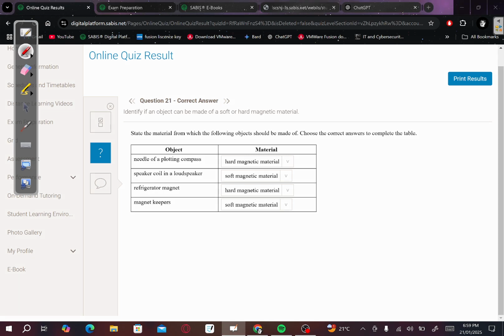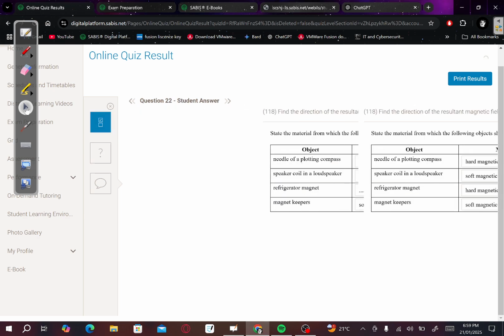It's actually very easy. Now, plotting compass, we said it at the start, it's made of hard magnetic material, so it's a permanent magnet. Speaker coil and loudspeaker, it's made of soft magnetic material. And the refrigerator magnet, common sense, it is made of a hard magnetic material. So I don't really need to explain it. Magnetic keepers are soft because we said it's made out of soft iron.